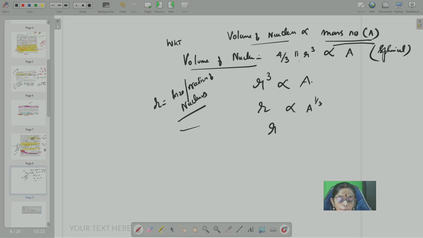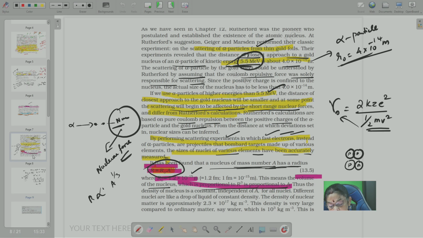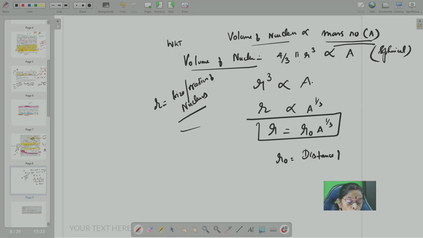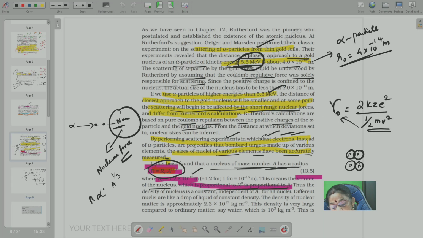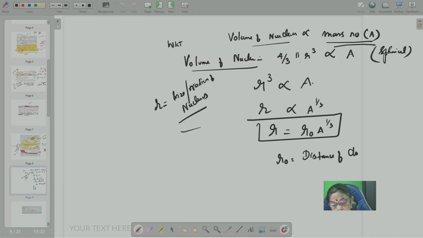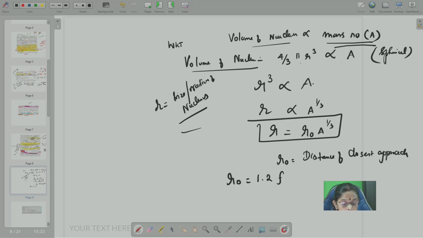So therefore, taking a constant of proportionality, r is equal to r naught A power 1 by 3, where r naught is called the distance of closest approach. Can you see here, we've seen r naught is nothing but distance of closest approach. Now we are not taking alpha particle, please keep it in mind. What we have taken, fast electrons. So therefore you can say here distance of closest approach, and this value is equal to 1.2 Fermi. That is nothing but 1.2 into 10 power minus 15 meter.